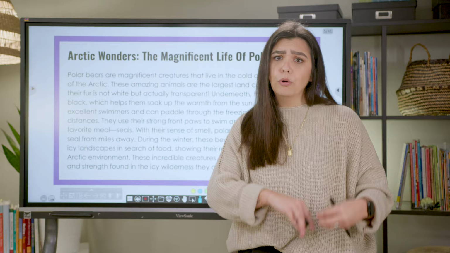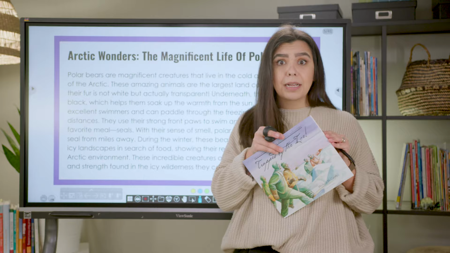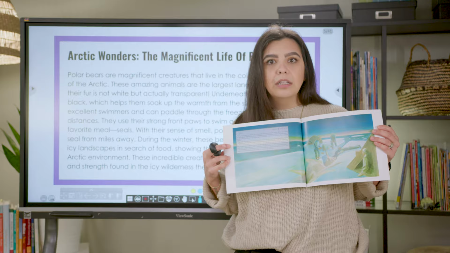So again, if you're printing out a page from a picture book, you're only printing out maybe a couple of pages. If you're really wanting to focus and target in that instruction, only focus in on one little area, have that projected up here on your board so that you can incorporate some of these shared reading strategies.